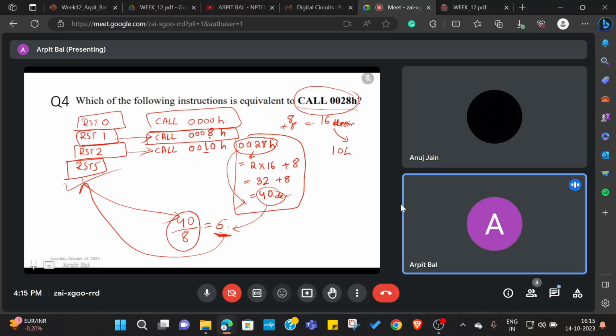Okay, so similarly RST1 will be called by call 0008, RST2 will be called by call 0010H. So this is all in hexadecimal, right? Similarly, if we are given call 0028H, what I did is I will translate this 0028H into decimal. That is actually 40. If it is 40, and each instruction is at an offset of 8, I'll do 40 by 8 and I'll get 5. That points to RST5.